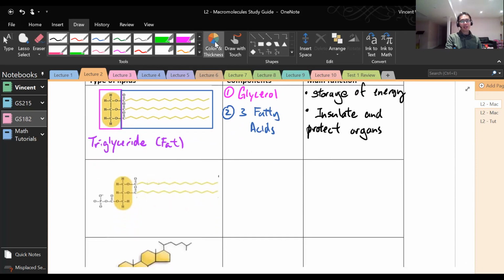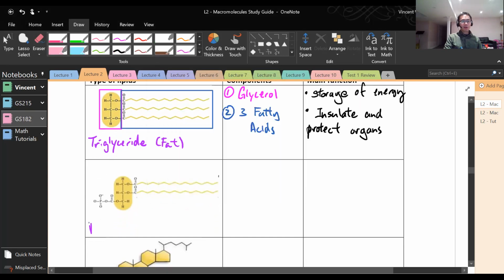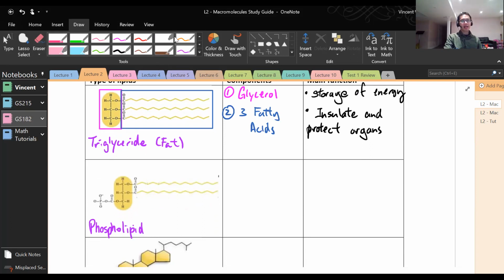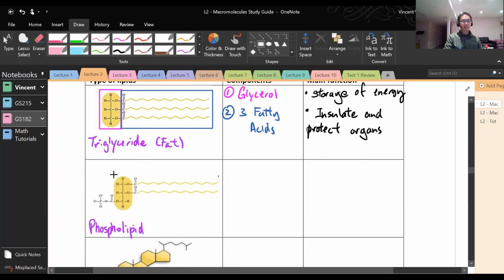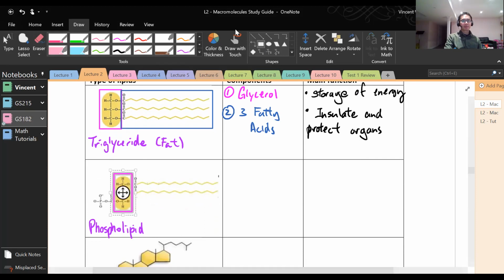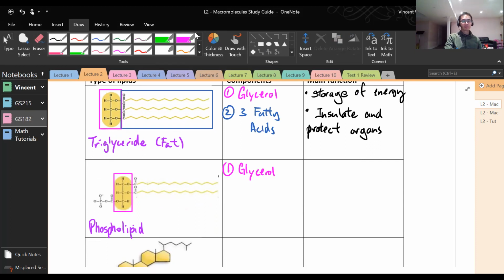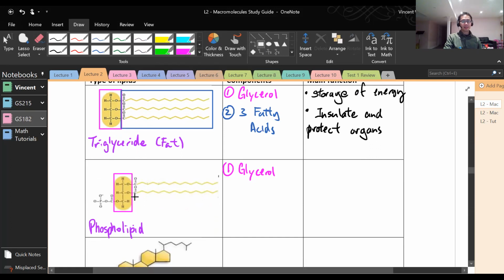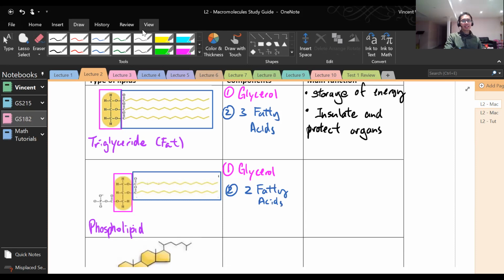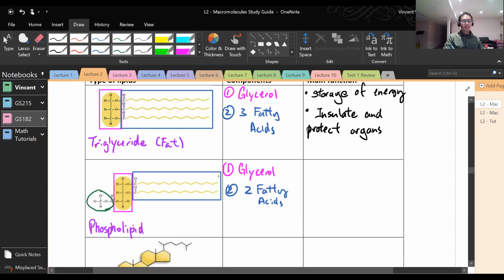Next, we have this other guy, which is phospholipid. Phospholipid has several components as well. We have our glycerol again. Let's write that down first. Glycerol. We have the fatty acids, but this time we have 2 fatty acids. And then we have the phosphate head group. Phosphate group, we'll just say.